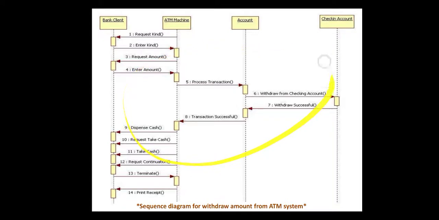In this way the sequence of interaction takes place between the different objects of different classes, and we can draw the sequence diagram. So basically the sequence diagram shows the order of messages, or we can say the timing of messages, between the different objects of a class.